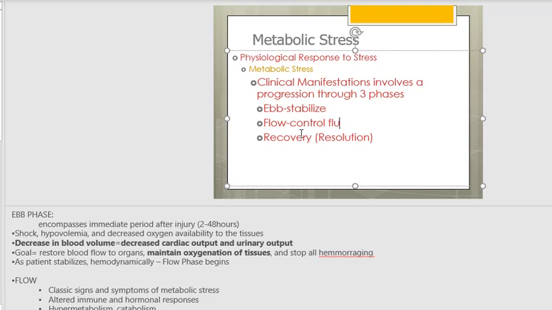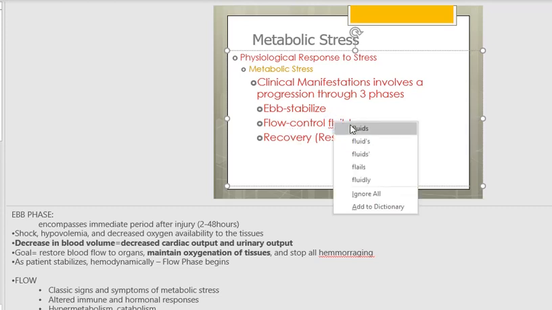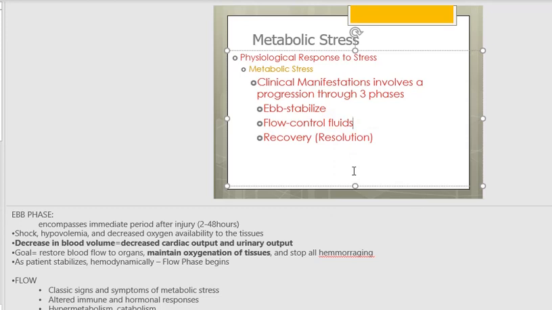I can't tell you a length of time for the flow phase. The length of time for the flow phase depends on the severity of the injury. The more severe the injury, the longer the flow phase is going to be.